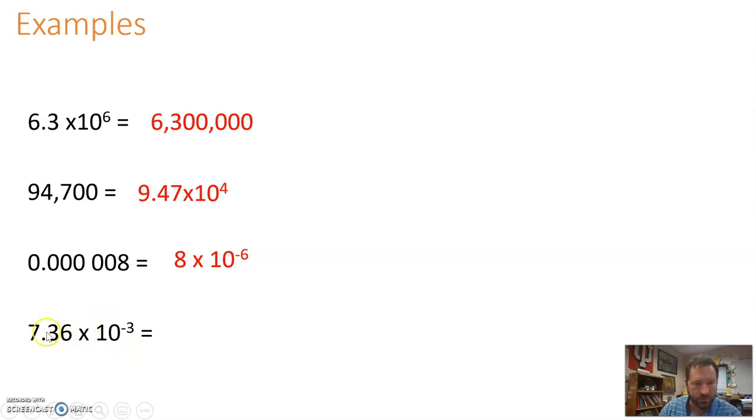And again, going from scientific notation back to standard notation, 7.36 times 10 to the negative 3rd. Moving the decimal point from 7, we're going left because we have the negative exponent. We want a number smaller than 1. 1, 2, 3. 0.00736.